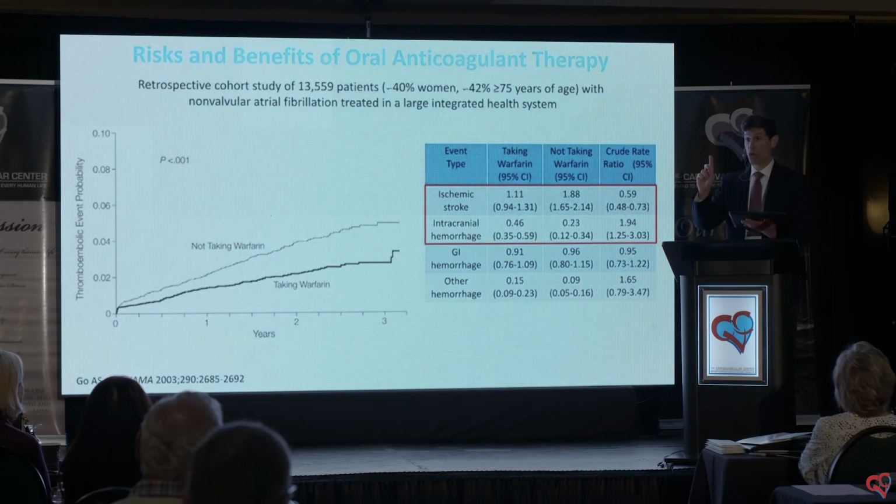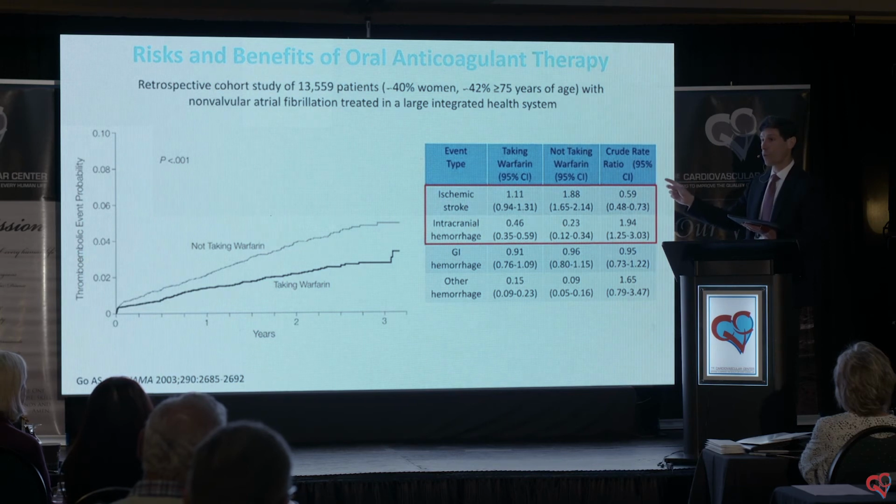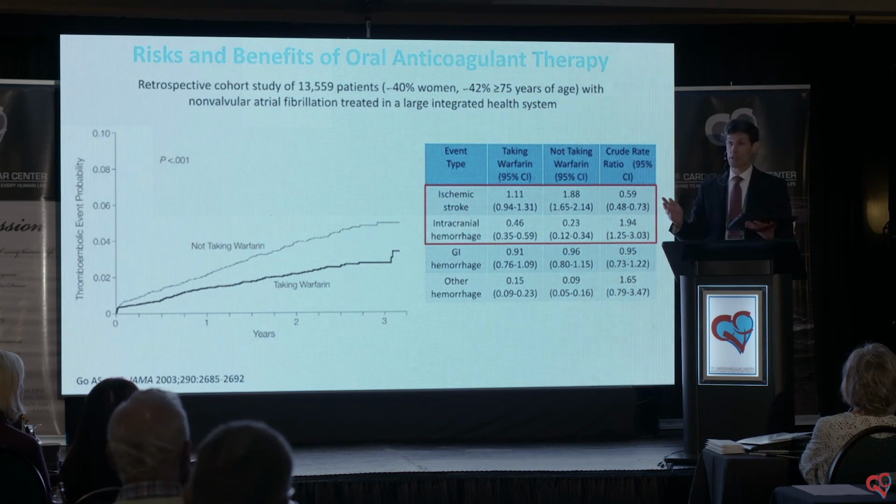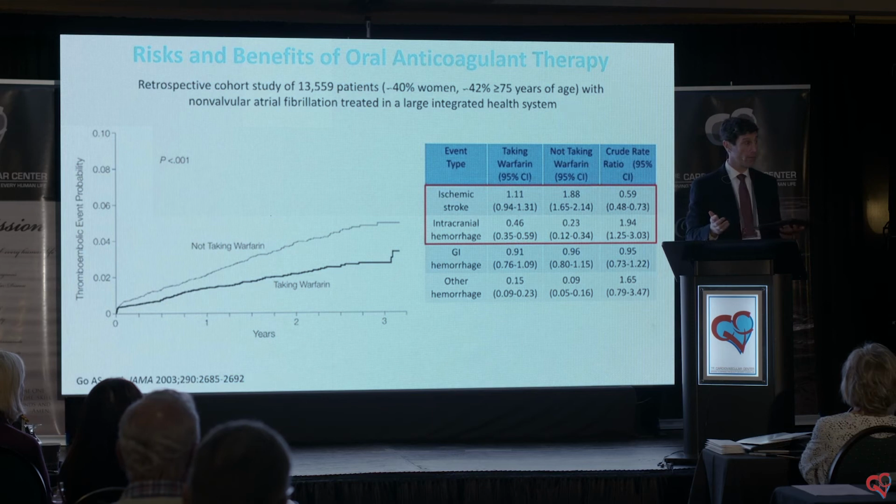Now, it's important when we talk about relative risk to consider the absolute frequency of events. So there was, roughly speaking, about a 0.7, close to 0.8 absolute reduction in the rates of ischemic stroke at the expense of a 0.2 increase in intracranial hemorrhage. So there is no such thing as a free lunch with any antithrombotic therapy that we use.